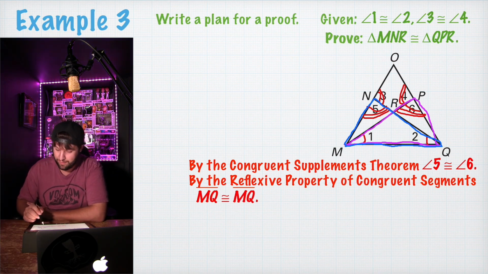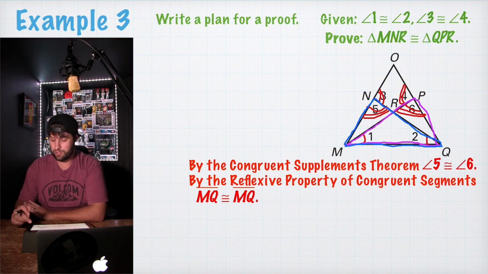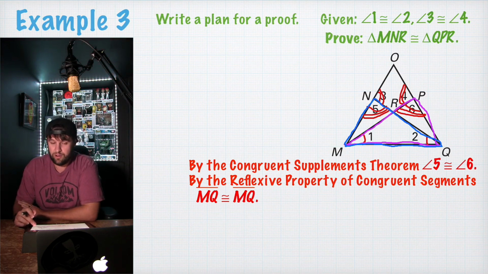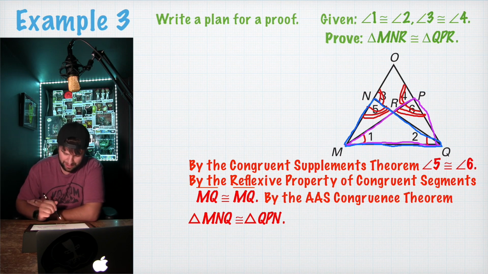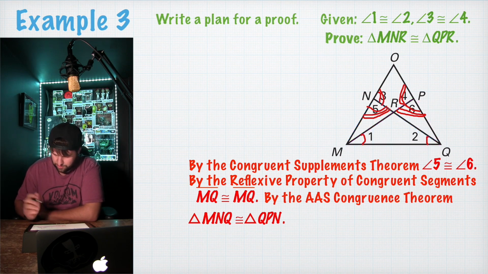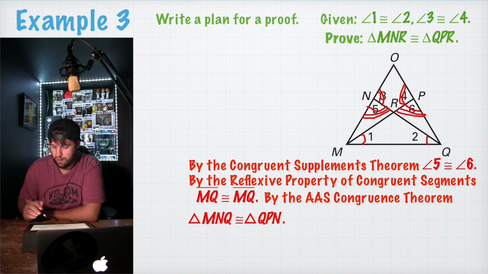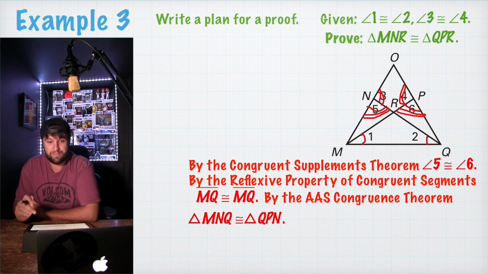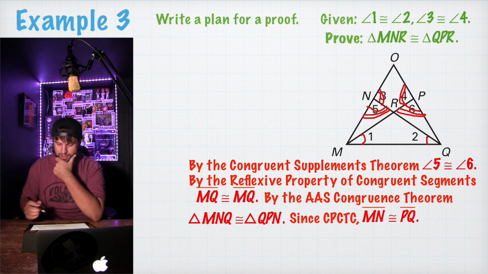So we can actually say now, because we have side, angle, angle, or angle, angle, side, that those 2 triangles are congruent. So let's go ahead and say that triangle MNQ is congruent to triangle QPN. And by doing that, now I'm going to erase those 2 triangles so they're out of our way. We can actually say that MN is congruent to PQ because of CPCTC. Okay? So let's go ahead and say that MN is congruent to PQ.